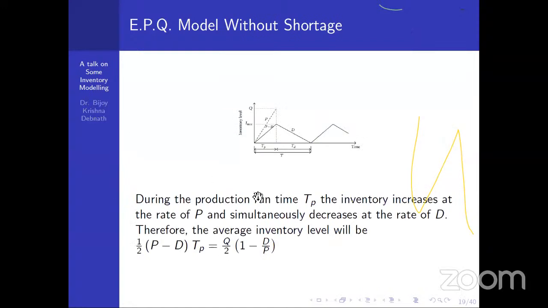Okay, so during this production time TP, the inventory increases at a rate of P and simultaneously decreases at the rate of D. Therefore, the average inventory level is what? The average of minimum 0 and maximum (P minus D) times TP, divided by 2. So TP is what? TP is Q by P, right? So if you put it in and multiply, what do you get? Q by 2 into (1 minus D by P).